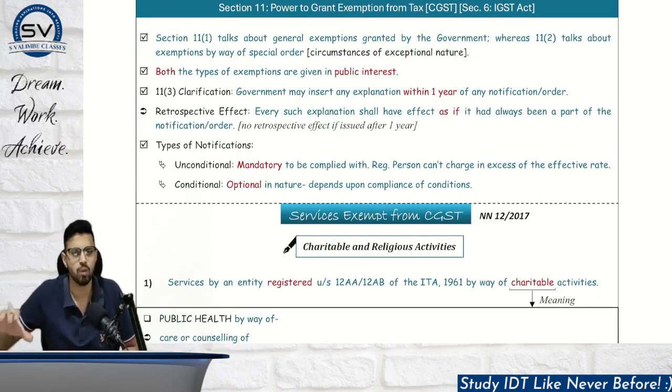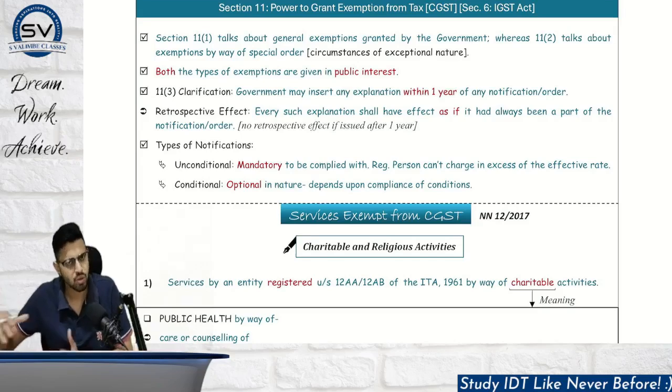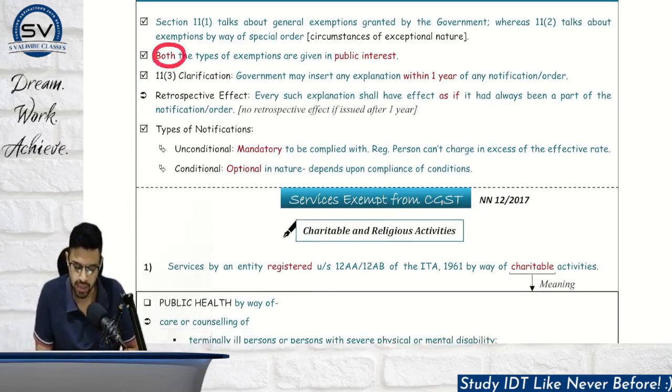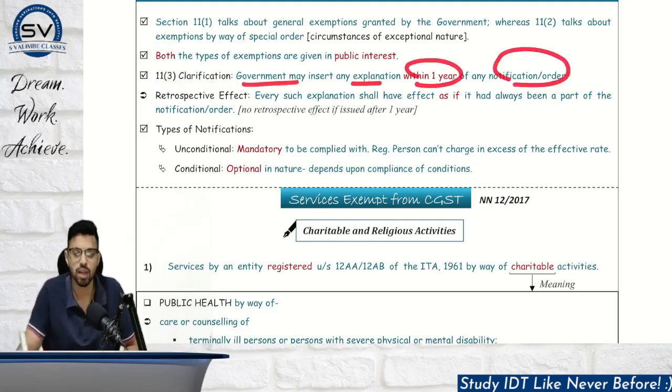For example, there is some issue in Delhi state. So for that Delhi state, special order will be released that will not be applicable for the entire country. Both the types of exemptions are in public interest that I have already confirmed. 11.3 clarification. Government may insert any explanation within 1 year of any notification.